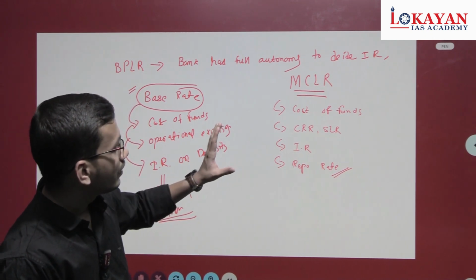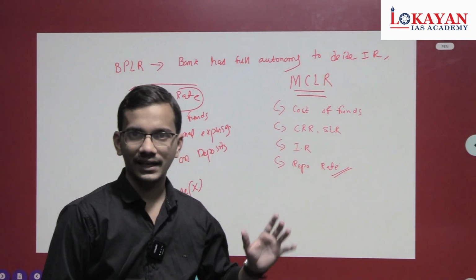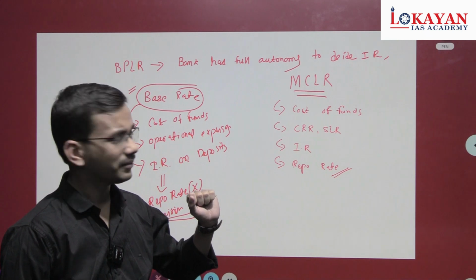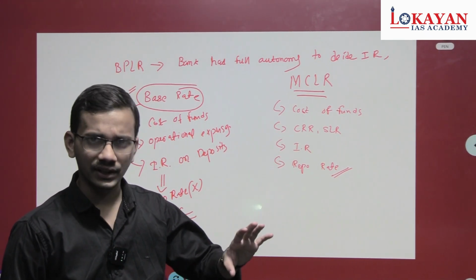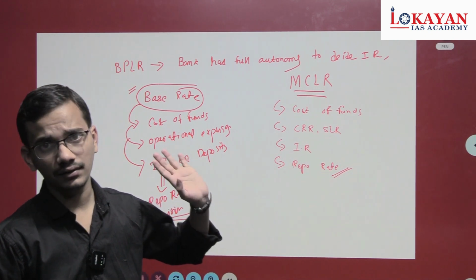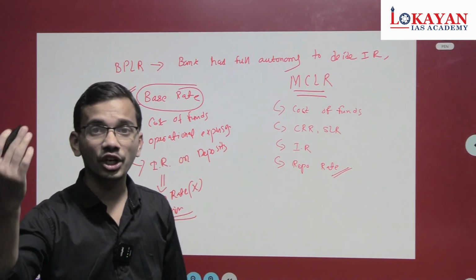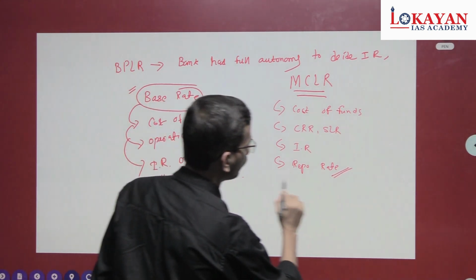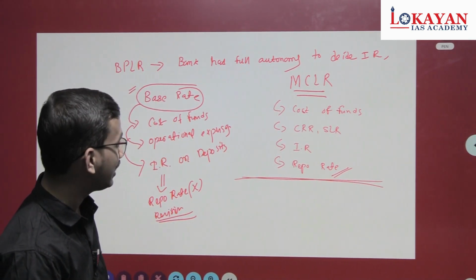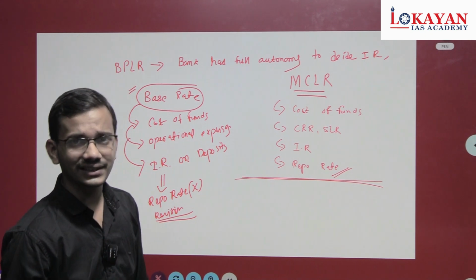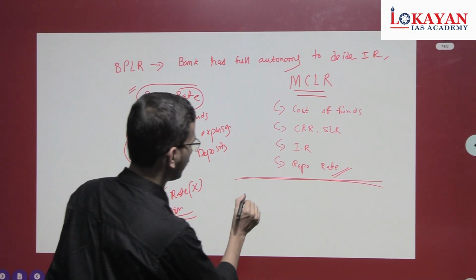But still, various government documents like the economic survey and budget mentioned that the monetary policy transmission wasn't effective even under MCLR. So we come up with external benchmarking now. The question hasn't been asked on external benchmarking yet.